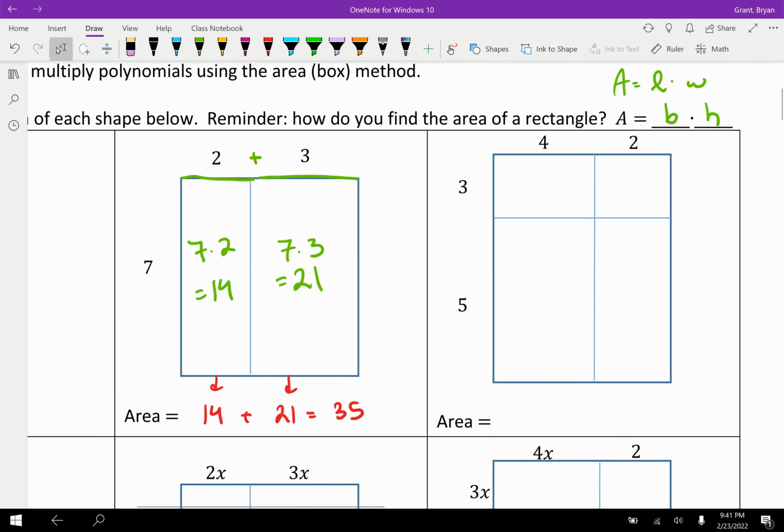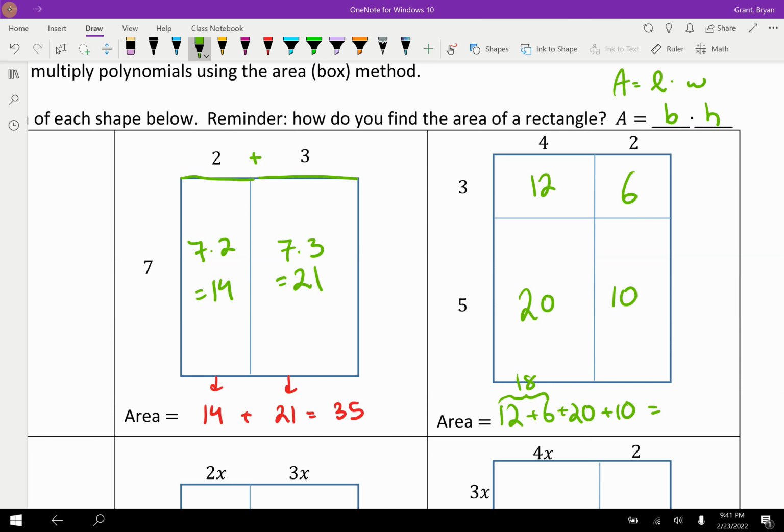All right, so when we do our next one, we'll go a little faster. This gives us 12, 4 times 3, 3 times 2 is 6, 5 times 4 is 20, 5 times 2 is 10, and then we take these 4 pieces. So we have 12 plus 6 plus 20 plus 10. We'll try to be efficient here.